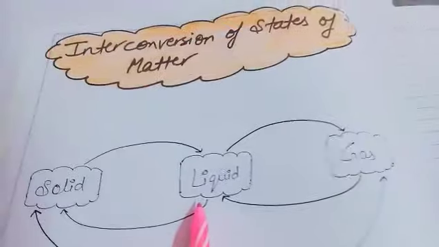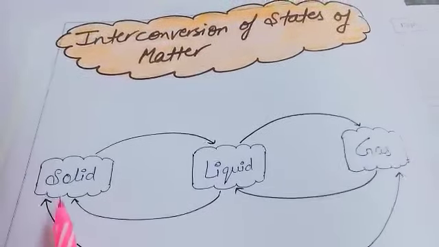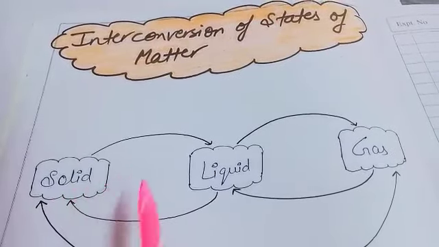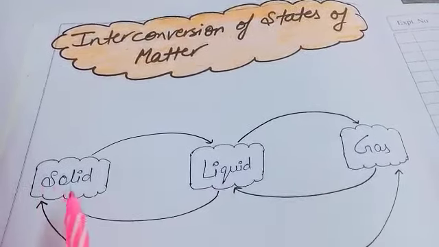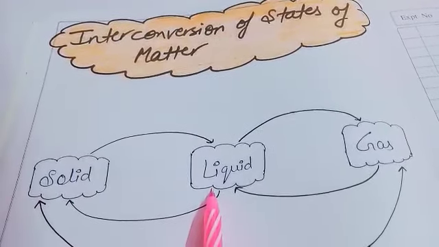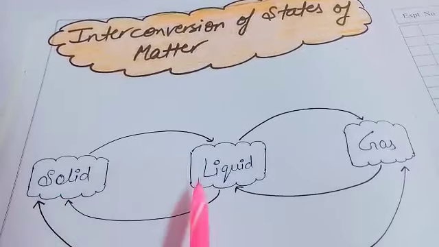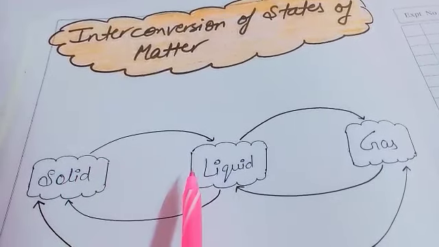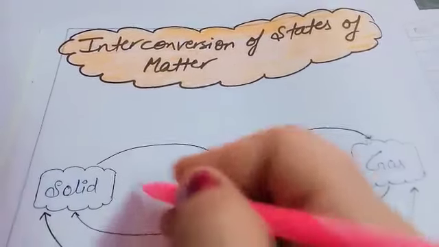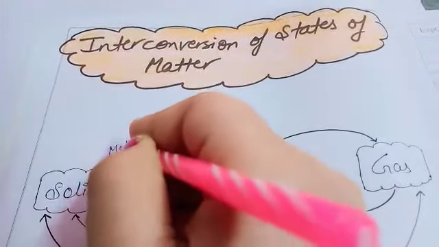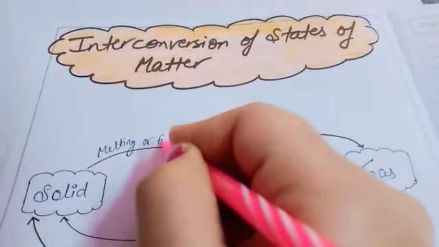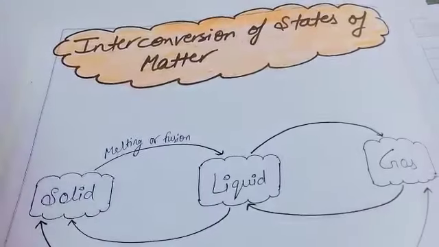When we increase the temperature, simply by providing heat, the process in which solid is converted into liquid on heating is known as melting. The process of converting solid into liquid on heating is known as melting, or you can say this process is known as fusion.